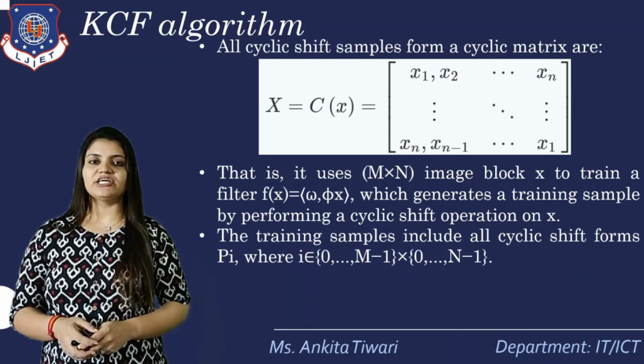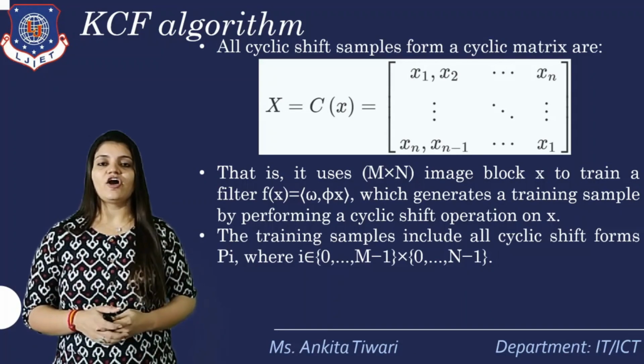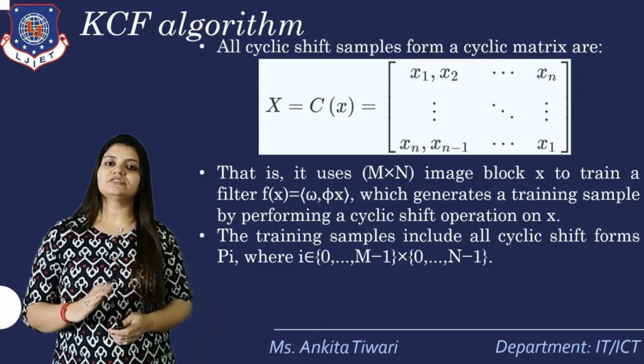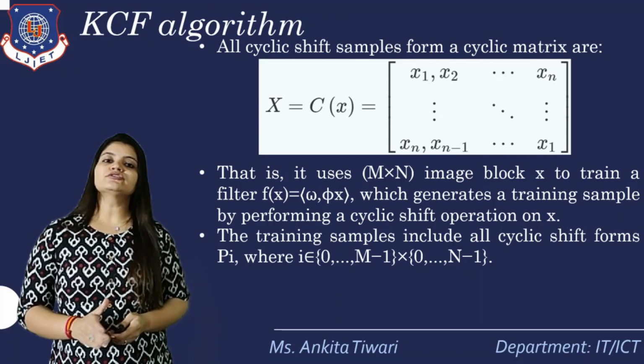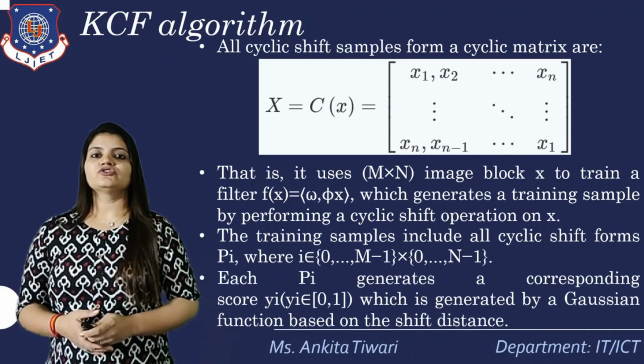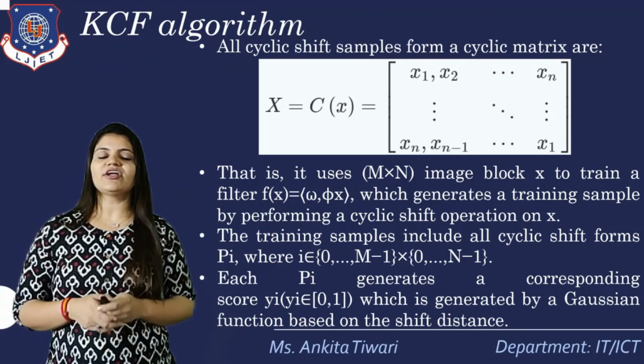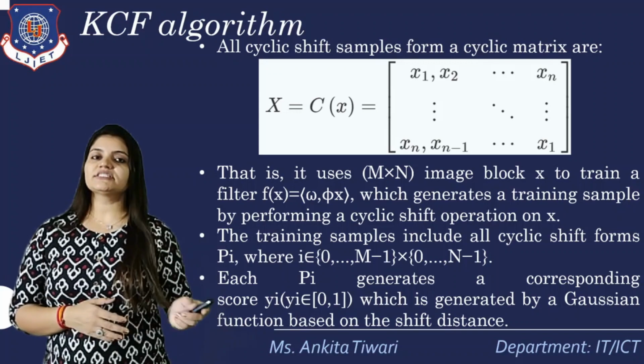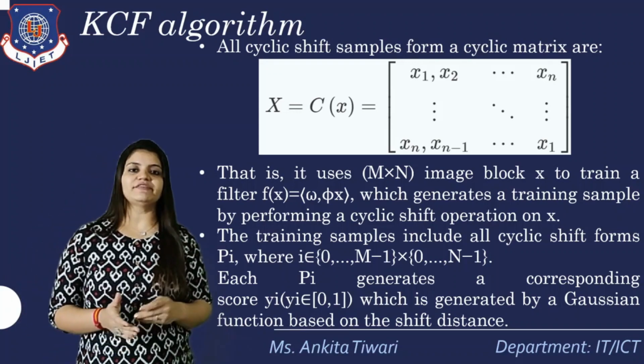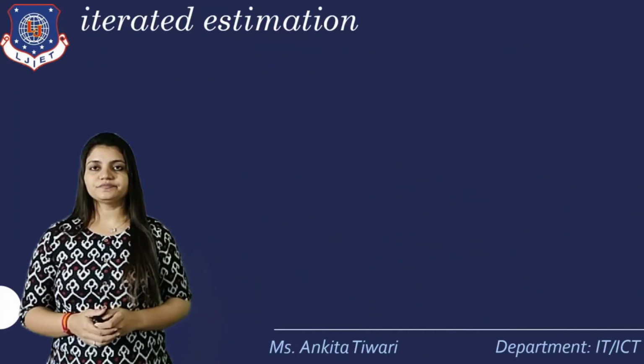So the training samples include all cyclic shift forms of p(i), where i belongs to 0 till n minus 1 cross 0 to n minus 1. So each p(i) generates a corresponding score, that is y(i), where y(i) belongs to [0, 1], which is generated by a Gaussian function that we are applying for the shift distance.